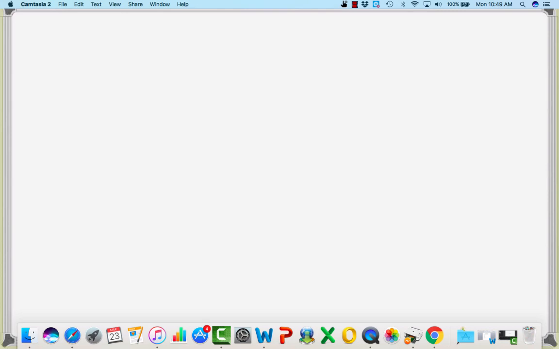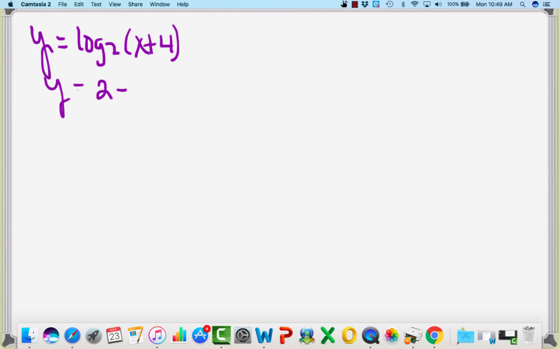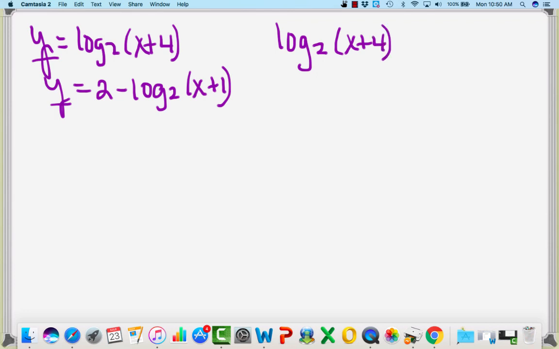Okay, in our next example, we're going to look at a problem that involves some logarithms. So this time we have y equals log base 2 of (x plus 4) and y equals 2 minus log base 2 of (x plus 1). So what I'm going to do again, because both of these equations are solved for y equals, is just set the two expressions equal to each other. So log base 2 of (x plus 4) will equal 2 minus log base 2 of (x plus 1).